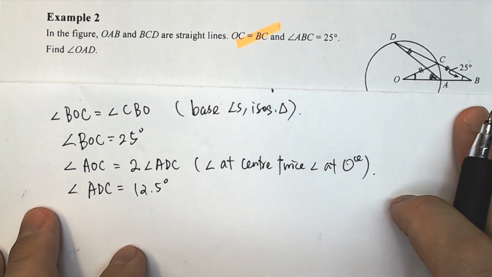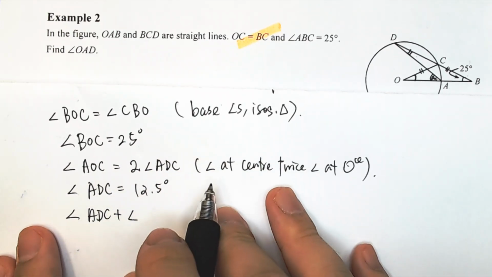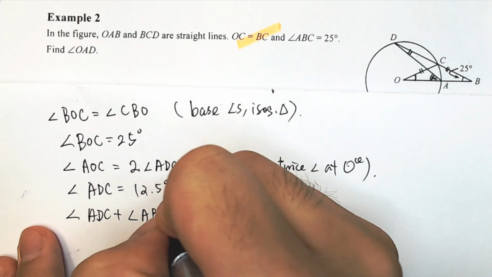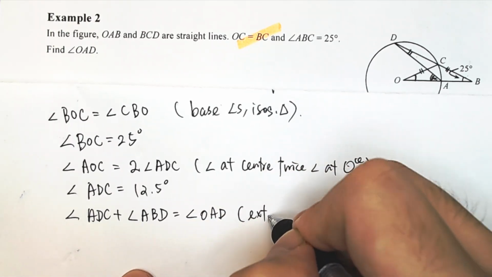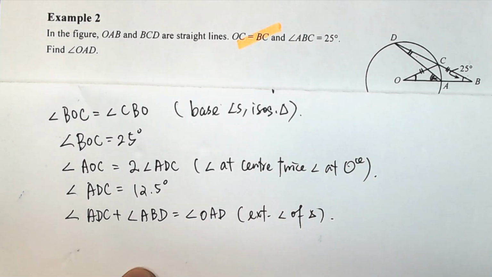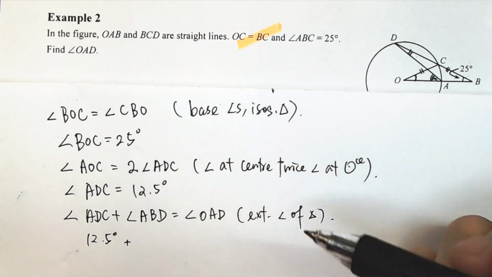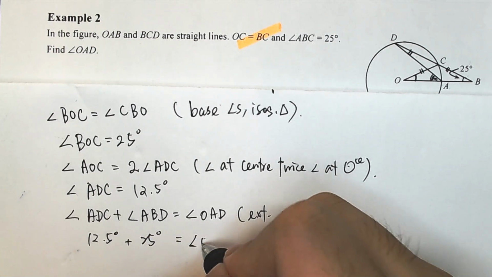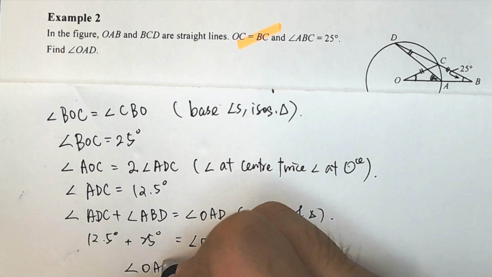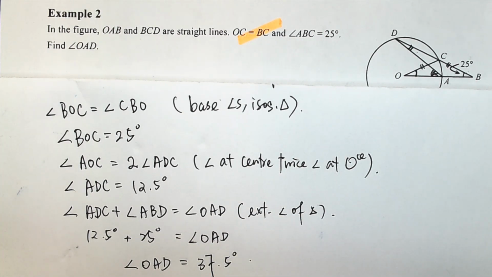And at last, angle ADC plus angle ABD is equal to angle OAD, exterior angle of triangle. And thus, you can find ABD is given to be 25, and therefore angle OAD is equal to 37.5 degrees.